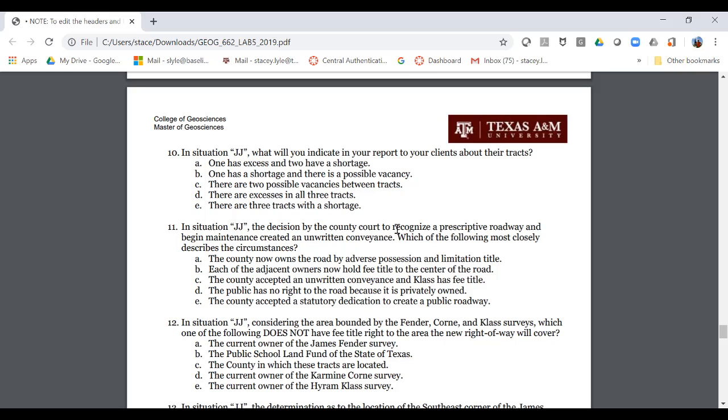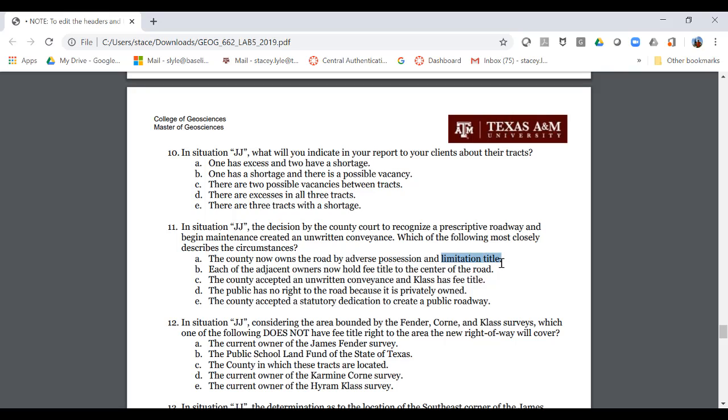The decision by the county clerk to recognize a prescriptive easement or prescriptive roadway and begin maintenance created an unwritten conveyance. I would agree with that. Which of the following most closely describes the circumstance? The county now owns the road by adverse possession and limited title. No, counties and states typically do not take adverse possession against the public. That would be eminent domain, all right?